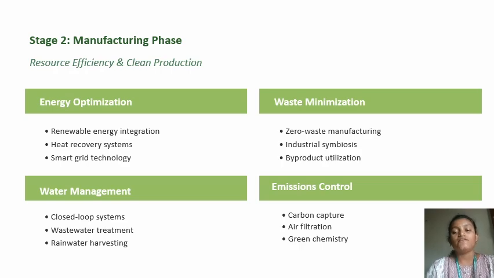Then second one, waste minimization. This is reducing scrap and reuse byproducts. For example, zero waste manufacturing, industrial symbiosis, byproduct utilization. And third one, water management. It is mostly required as treating and recycling the water. For example, closed loop system, wastewater treatment, rainwater harvesting.